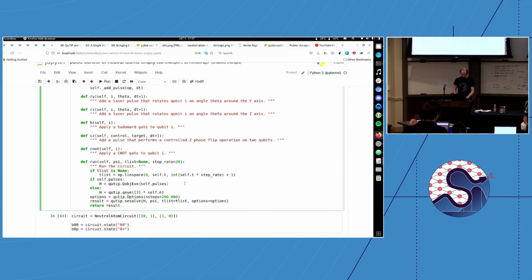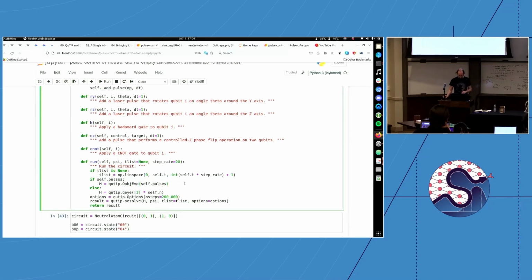It constructs the pulses from this QObjEvo. Well, you don't actually have to use QObjEvo, but what QObjEvo does is it takes a list of these h times f of t, and that represents the Hamiltonian. So if you have QObjEvo times a sum of these, or a list of these tuples, then that's H equals the sum through i of h_i times f_i of t. So it's just this whole sum.